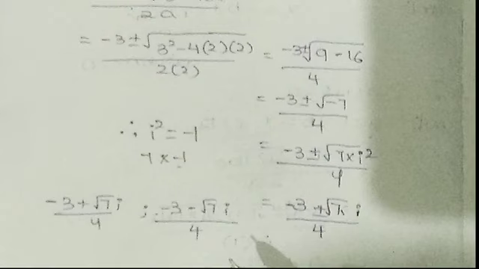x square minus (alpha plus beta) x plus alpha beta is equal to 0. So x square minus alpha plus beta value, which is 7, x plus alpha beta value, which is 10, is equal to 0. So x square minus 7x plus 10 is equal to 0 is the required quadratic equation for the roots 2 comma 5. This is the easy method, so we have to find the alpha plus beta value and alpha beta value. For this we have to find the roots by the factorization method, or we have to use the formula.